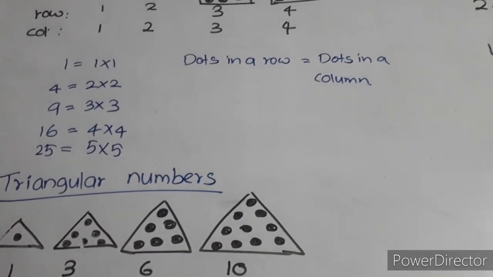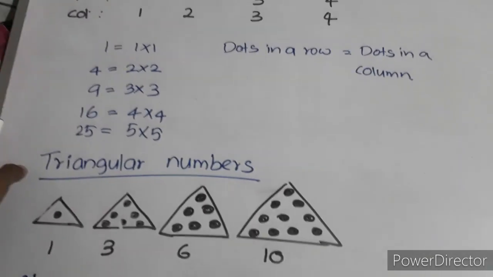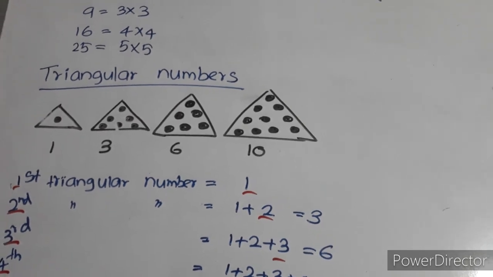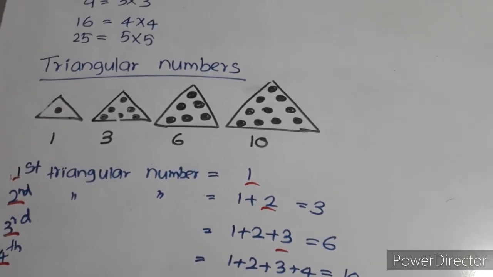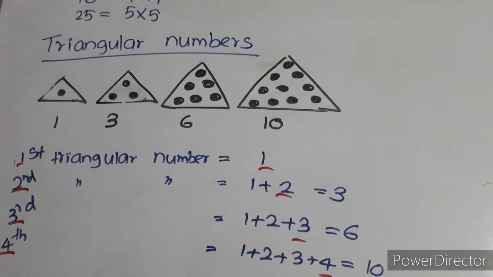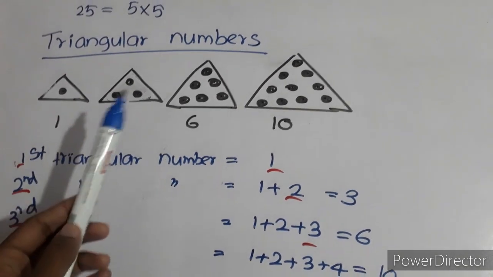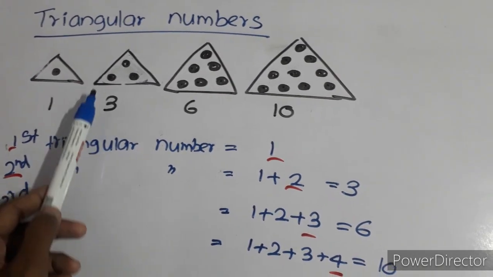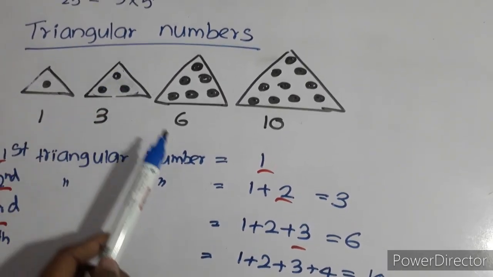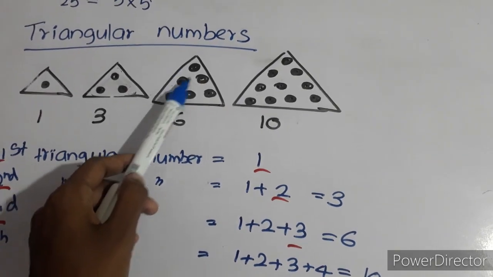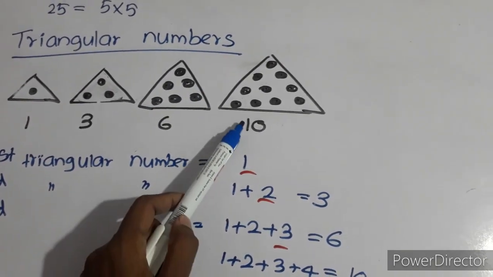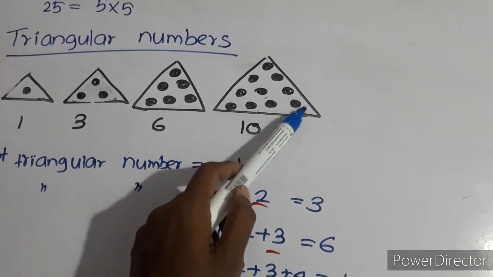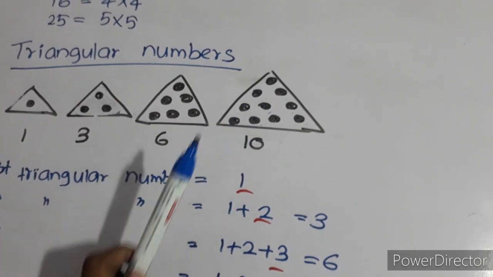Now we'll see what the triangular number is. You can see this figure. In triangular numbers, the first has 1 dot. For 3 there are 3 dots: 1, 2, 3. For 6: 1, then 1, 2, then 1, 2, 3. For 10: 1, 1, 2, 1, 2, 3, then 1, 2, 3, 4. All together there are 10 dots.